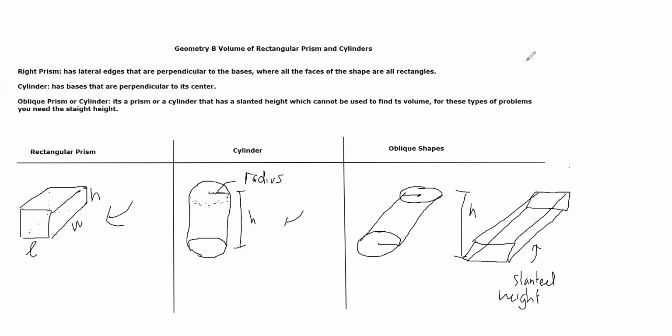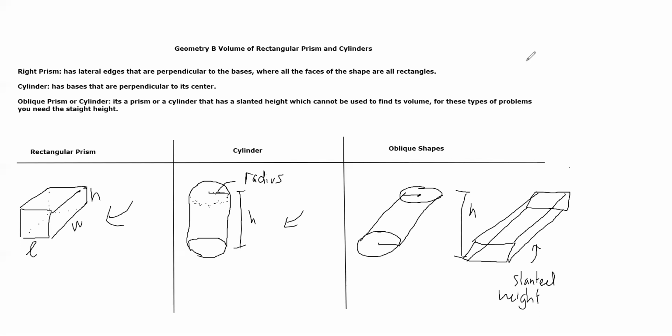The cylinder, right? It looks like this. It has two circles and it's combined by a height, right? Just like a rectangular prism has a square or a rectangle, and then it has a height. So I don't know if you guys are noticing a pattern here.